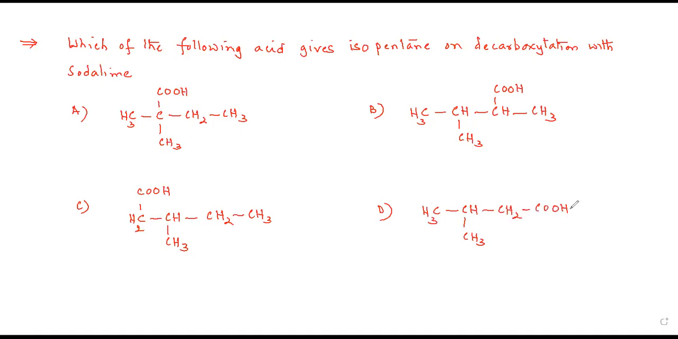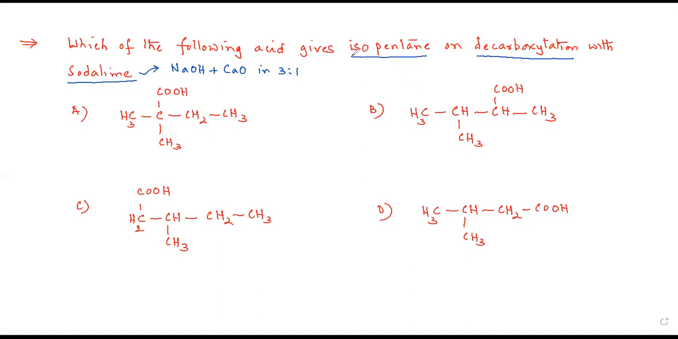Okay. Now, first of all, what is decarboxylation? Removal of carbon dioxide in the form of carbonate. And the reagent used here is soda lime, a mixture of sodium hydroxide and calcium oxide in 3:1 ratio.